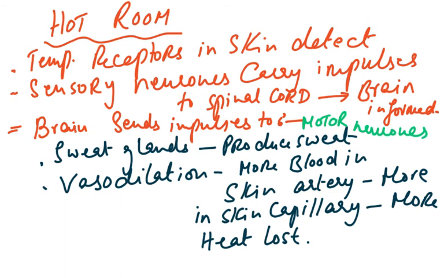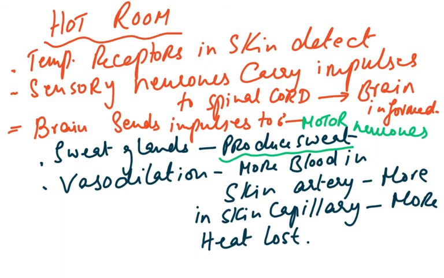Now you see, the brain sends impulses through motor neurons. So the motor neurons carry impulses to the sweat glands, and the sweat glands require a lot of ATP energy to produce sweat. But the production of sweat doesn't cool you down. It is the evaporation of sweat that will cool you down. So this sweat will go to the surface of the skin, from where it will evaporate and cool you down.